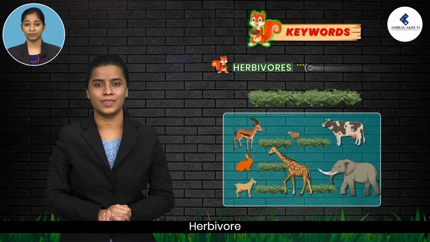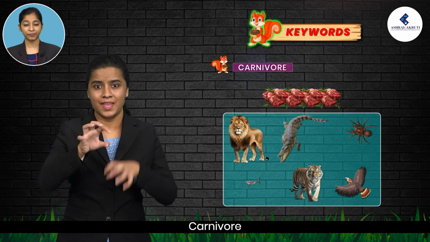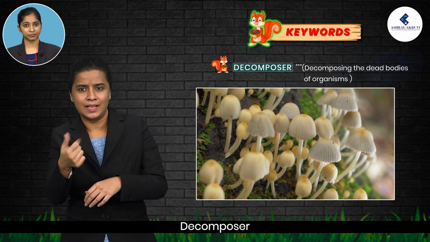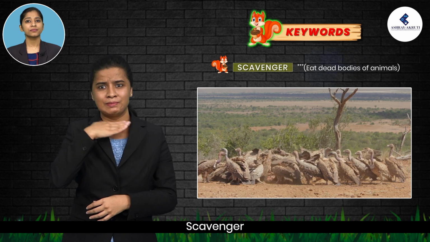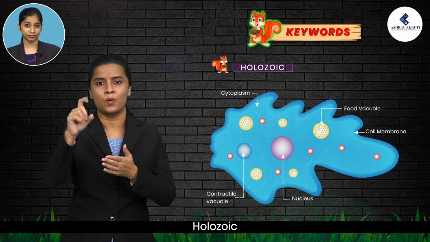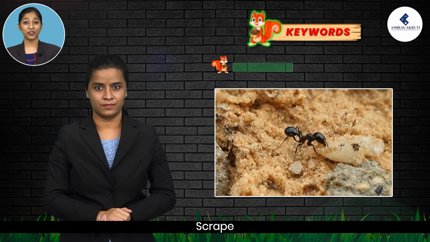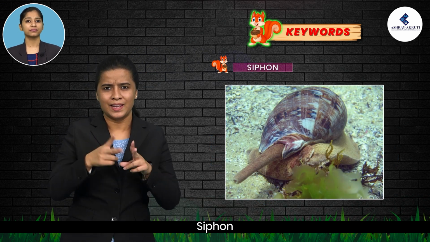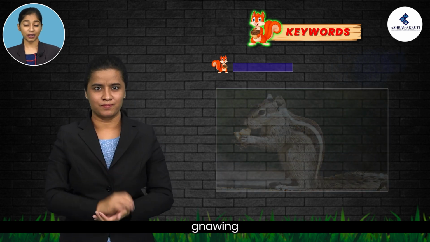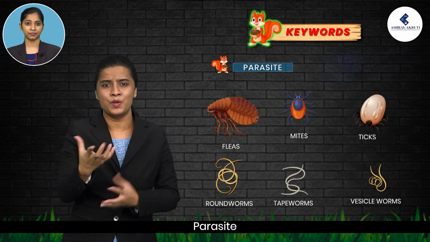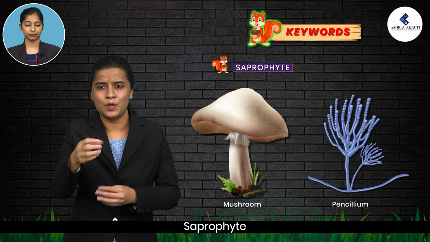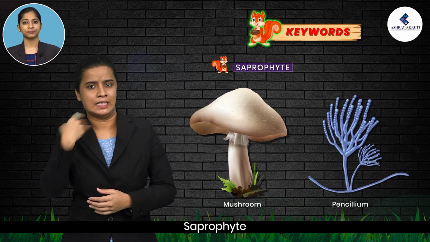Keywords: herbivore, carnivore, decomposer, scavenger, digestion, nutrition, holozoic, amoeba, scrape, siphon, gnawing, parasite, saprophyte, concept map.